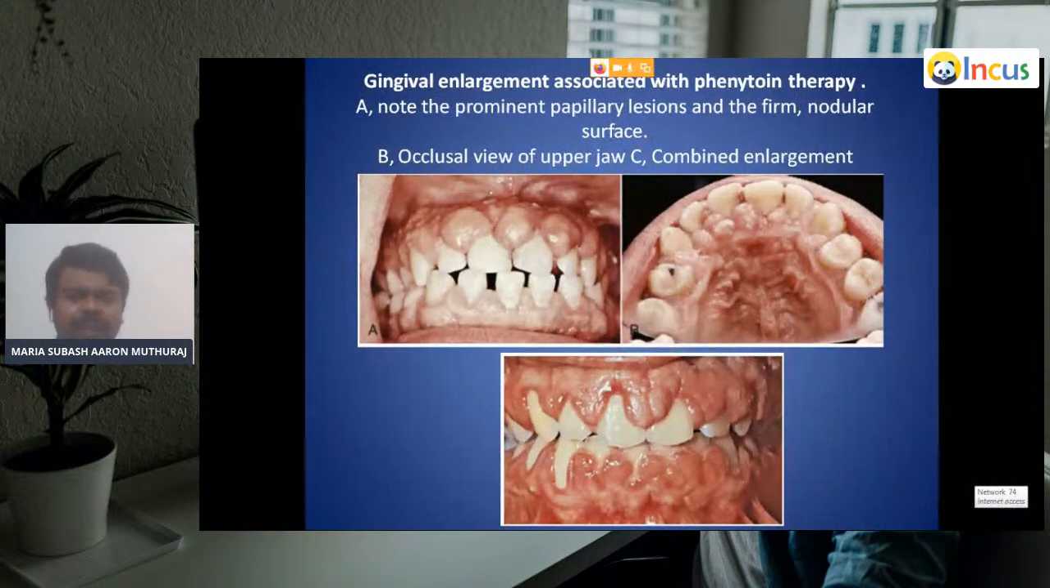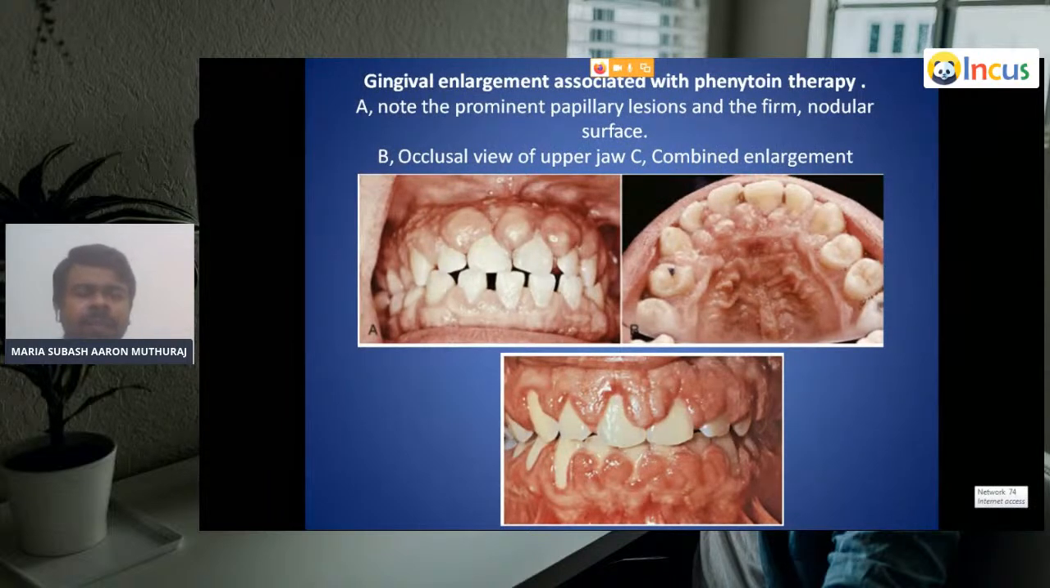therapy. Normally in drug-induced gingival enlargement, it usually initially affects the interproximal gingiva. Firm bead-like enlargement of the interdental papilla will be present. In the second stage, or grade 2, marginal gingiva also will be affected.